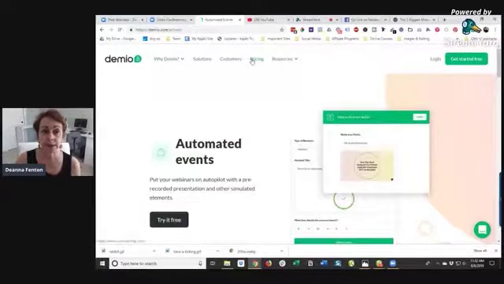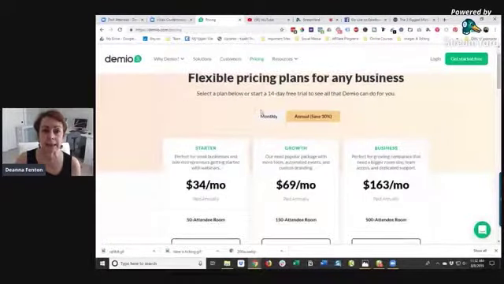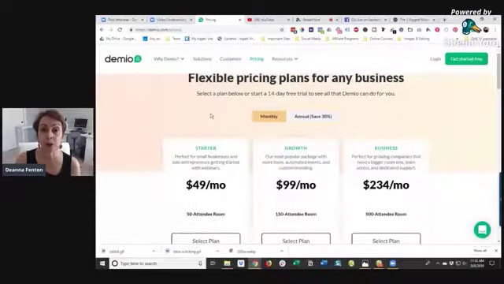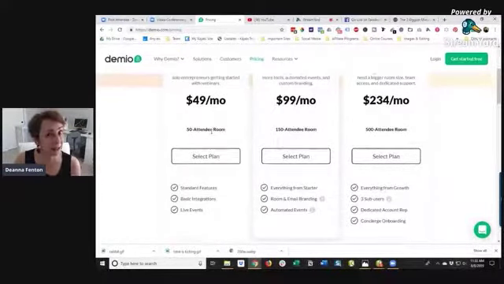So pricing on Demio is, like everyone, they have monthly and an annual opportunity. You can get a 14-day trial. If you're going to do monthly, and probably you're going to do monthly because you're not necessarily going to be doing webinars all the time, right? So it's a total of $49 a month. And it's kind of a small attendee level, 50 attendees.